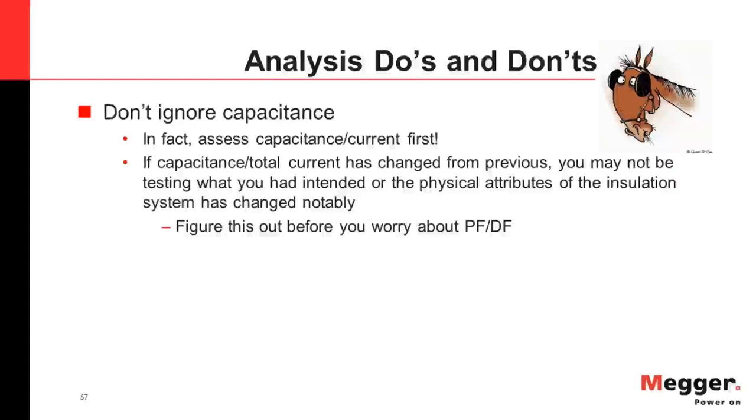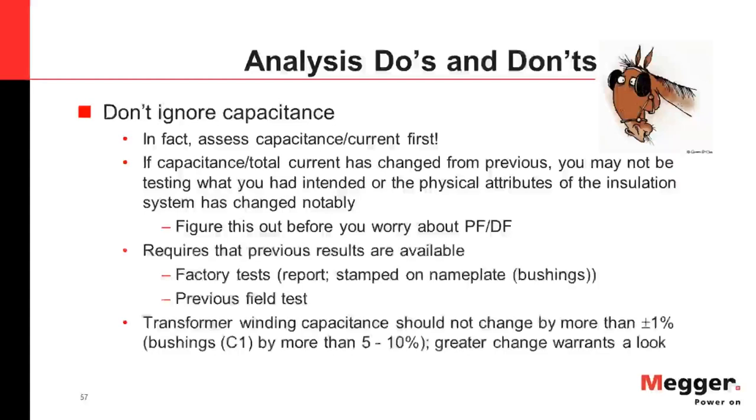Now, if you're talking about a bushing and a C1 test, then we start to get alarmed if there's over a 5% change in capacitance from previous, and in fact we will replace the bushing if C1 capacitance has increased by more than 10%. Because at that point, it's a likely indication that you have many short-circuited layers in that capacitance-graded bushing, and you're at risk of imminent failure. But with a transformer, plus or minus 1%, if it changes greater than that, then it does warrant a closer look.